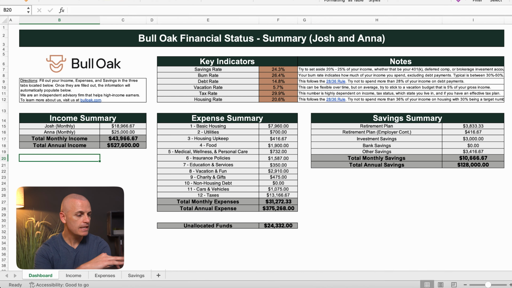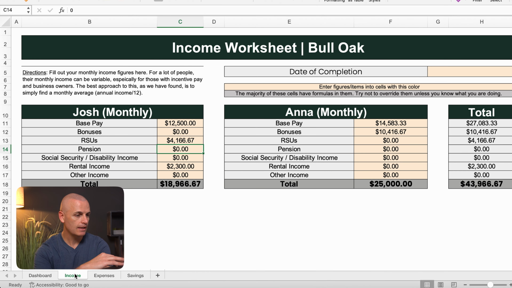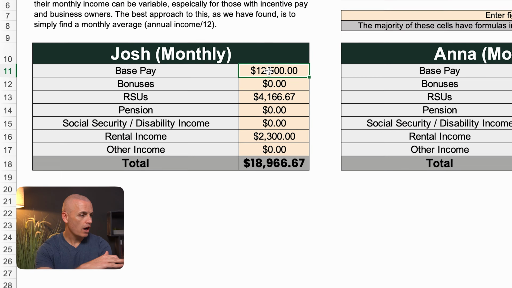Okay, so let's begin with the first tab, and I highly suggest that you start on the income tab to begin with because it is the easiest, right? And usually you know exactly what you're bringing in terms of your salary and everything else. So let's begin with Josh.